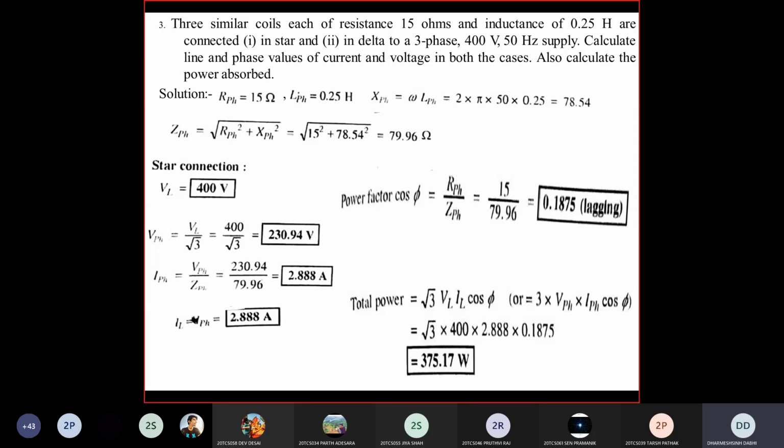Total power. All of you get this answer? Yes, sir. Now find out the same thing for the delta connected fashion. So delta connected load.